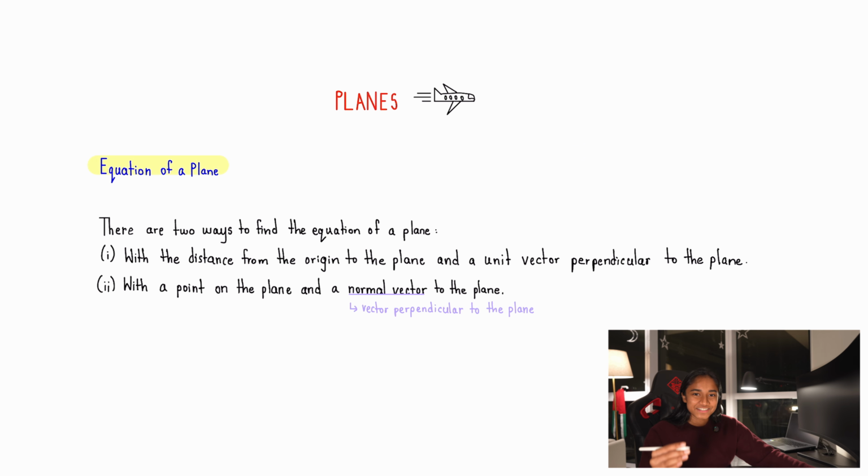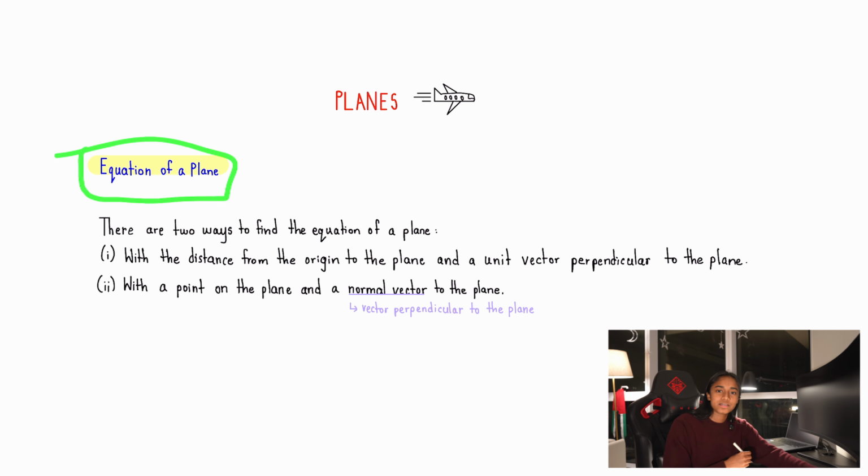And the final section of this video will be about planes, and unfortunately not the aero kind. We're not going to learn how to become pilots. However, we will learn about the equation of a plane. Isn't that exciting? Okay, so there are two ways to find the equation of a plane. The first way is given a distance from the origin to the plane and a unit vector perpendicular to the plane. And the second way is given a point on the plane and a normal vector to the plane. So this is a vector perpendicular to the plane, right?